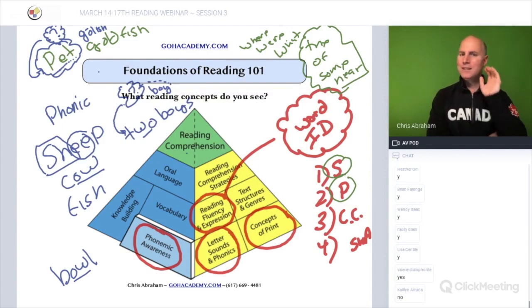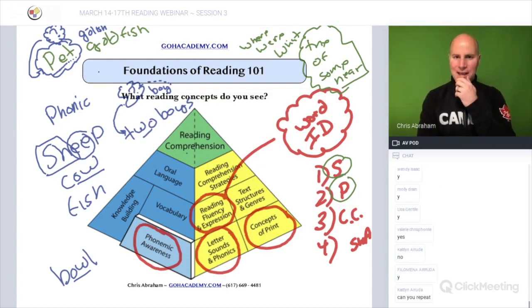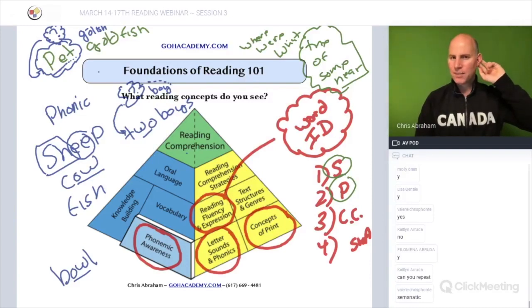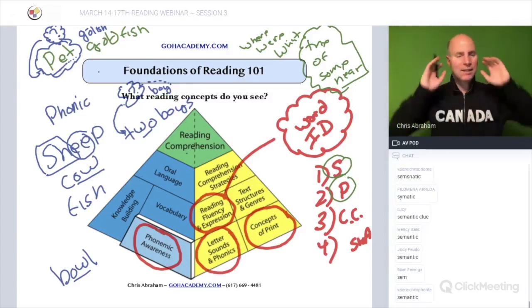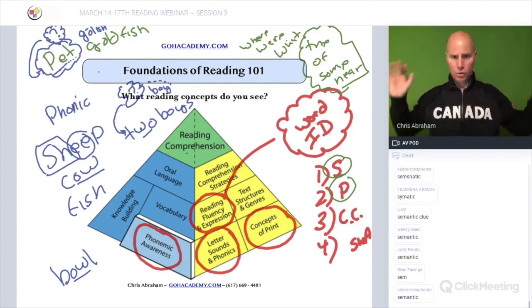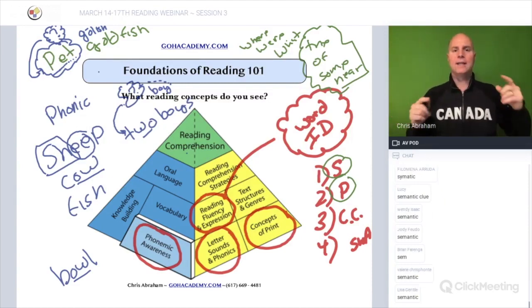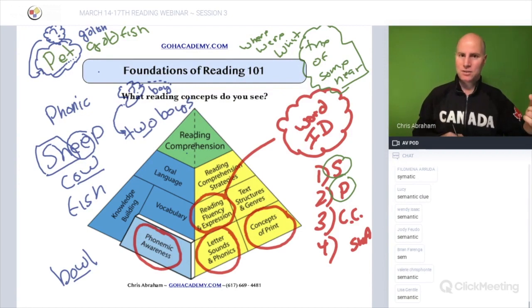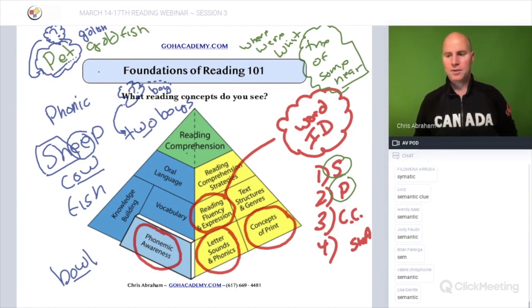Okay. So when they read something and it doesn't make sense, they look for which type of context clue? Semantic. So let's write that down. When it doesn't make sense, they look for a semantic context clue. When it doesn't quite sound right, thank you, that was a great observation.